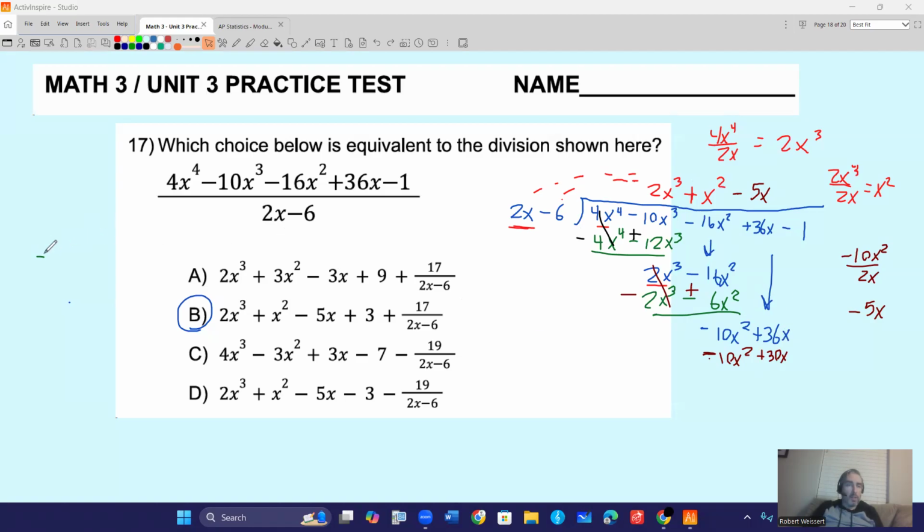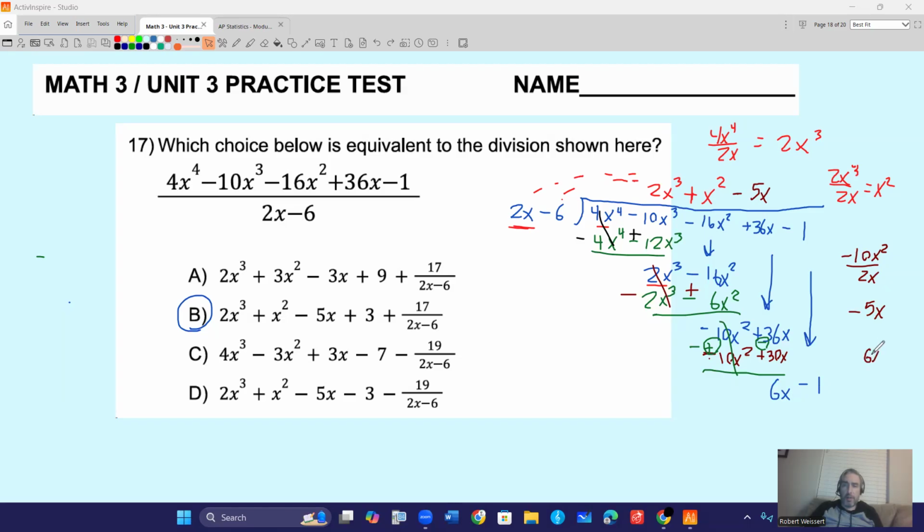All right, so now we want to subtract downward. And so subtracting a negative is adding a positive, so it's going to cancel. This is going to be 36 minus 30, which is going to give you 6. So you'll have 6x, and then we're going to bring down negative 1. And we're going to do one more round. We'll get your answer and be done with this problem.